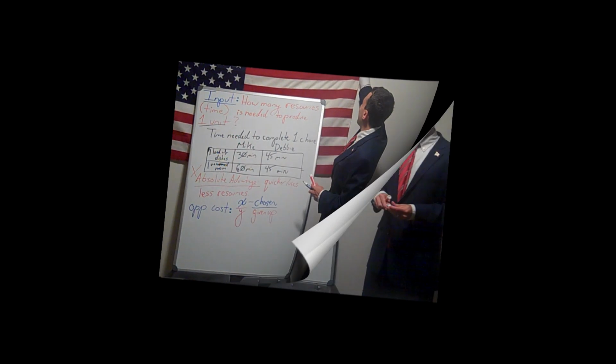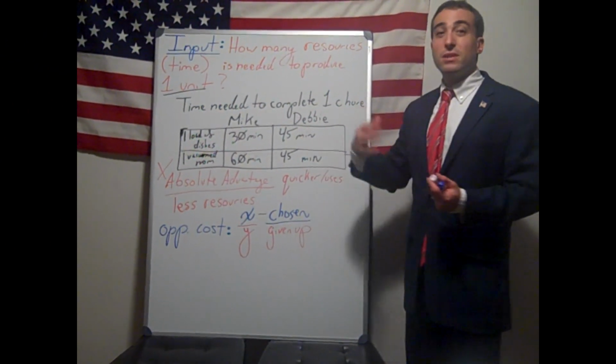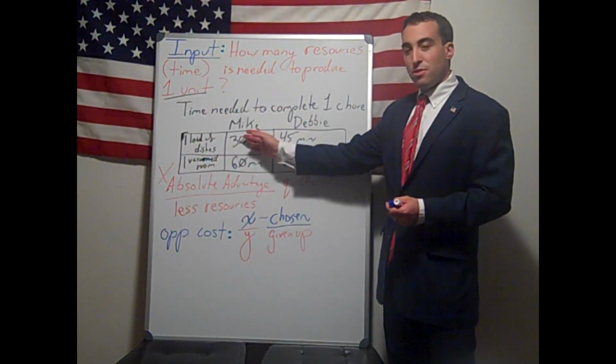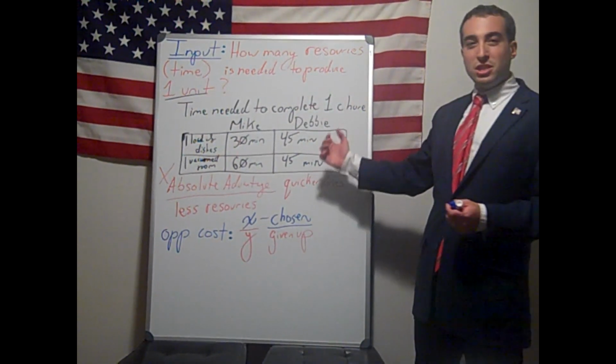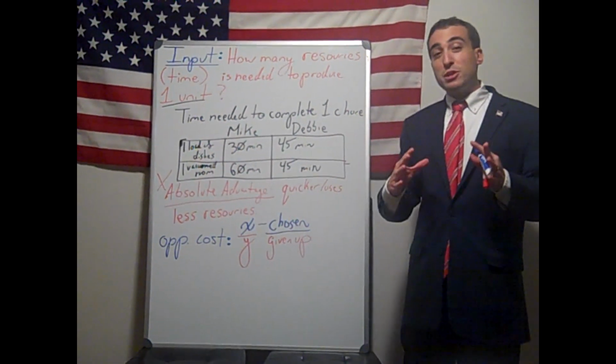given up. So for input questions, we might look at this question of Mike and Debbie and say, okay, Mike should load the dishes because he does it in 30 minutes compared to Debbie's 45, and Debbie should vacuum the rooms because she does the task in 45 compared to 60. That is called absolute advantage.